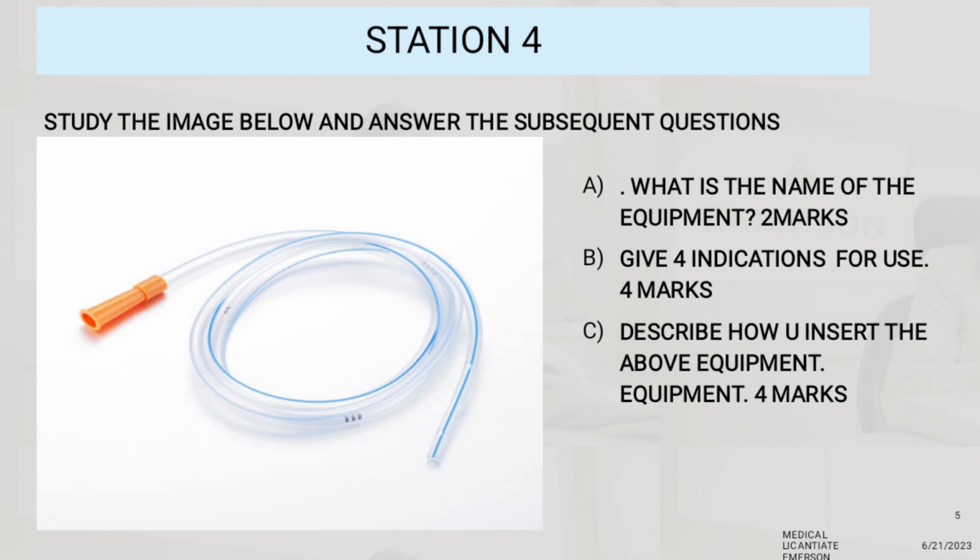So what is the name of this equipment? As you can see, this is an NG tube, which is a nasogastric tube. You can just say NGT, but in an exam setup, just say nasogastric tube, then in brackets you can say NGT. Then indications for this condition.